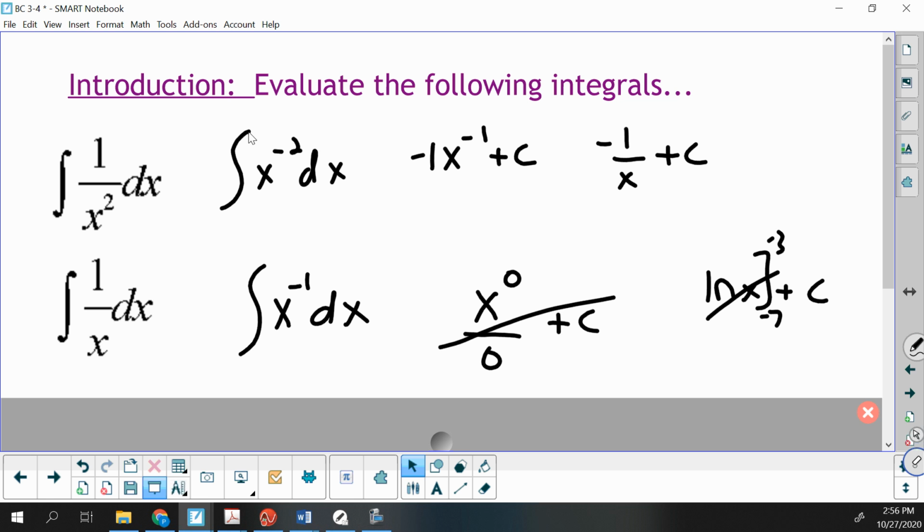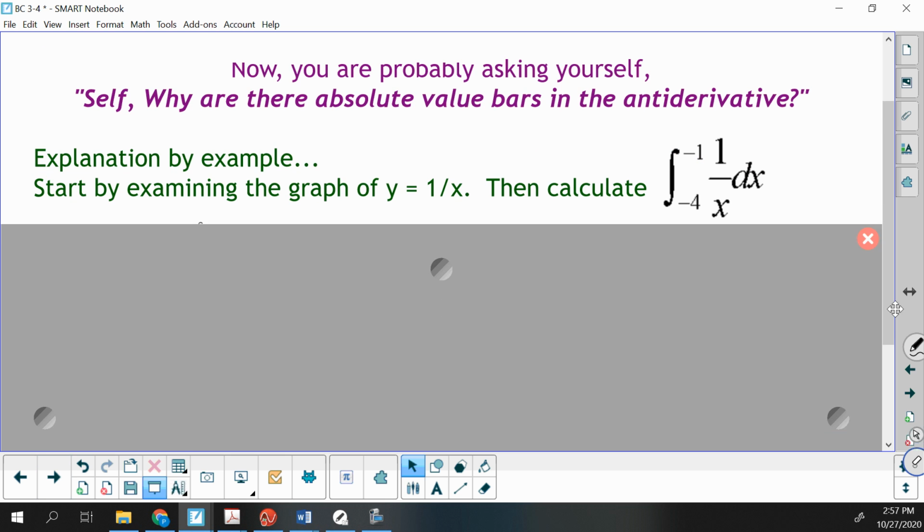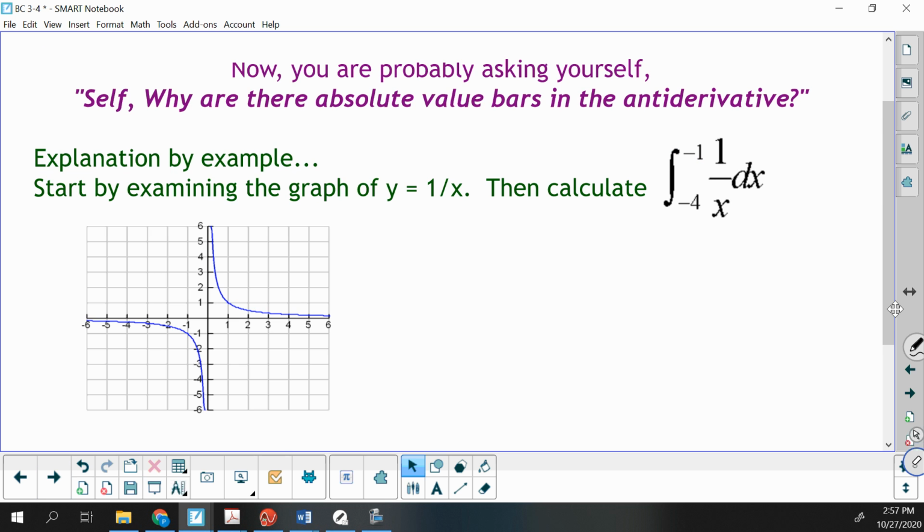So, spoiler alert, you probably already saw it on the bottom, but the integral of 1 over x is natural log absolute value of x plus c. And if we look at the graph, we can kind of piece together why that is. So here's the graph of 1 over x.